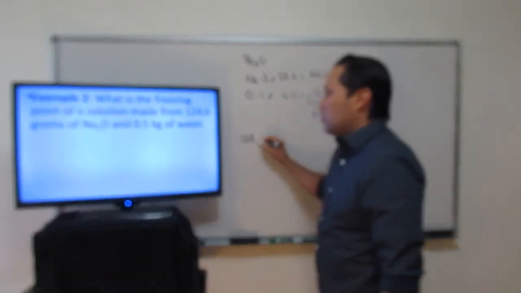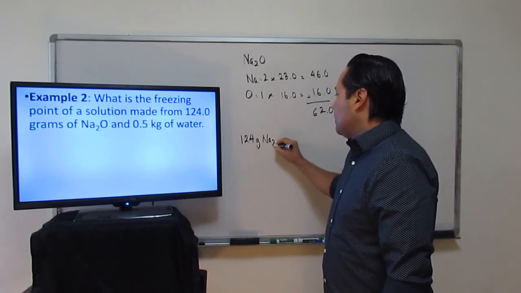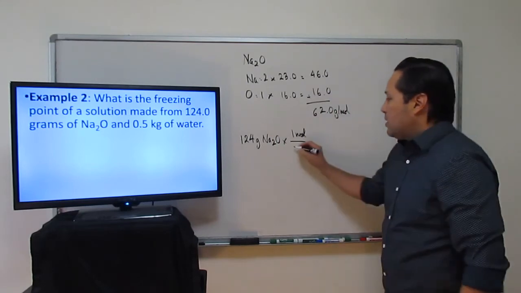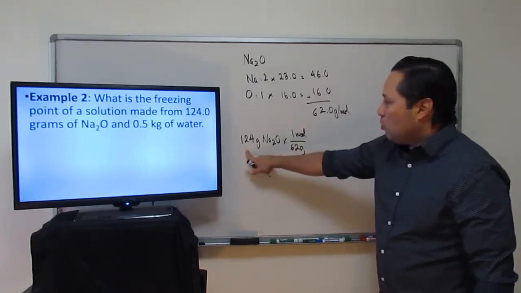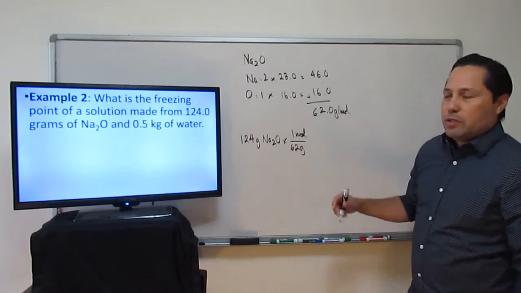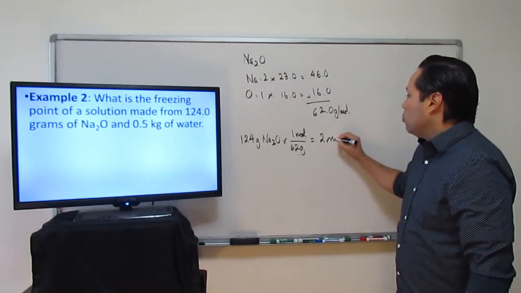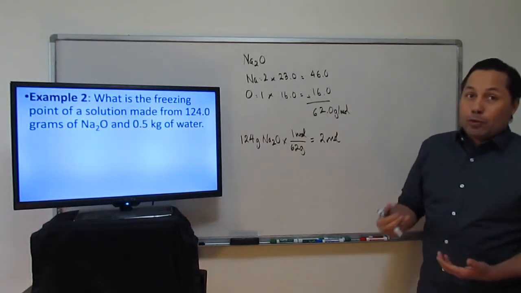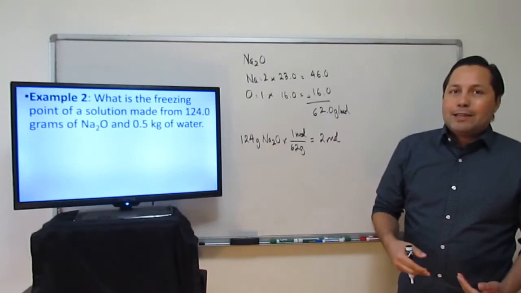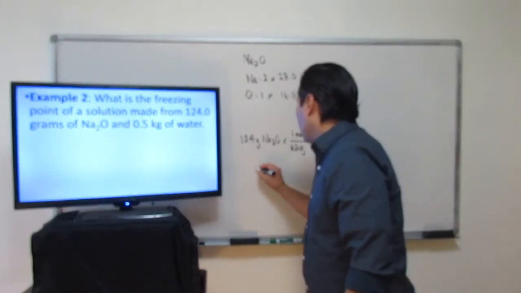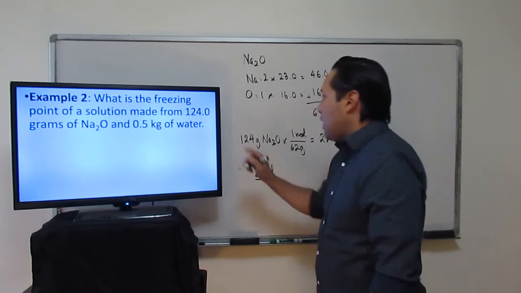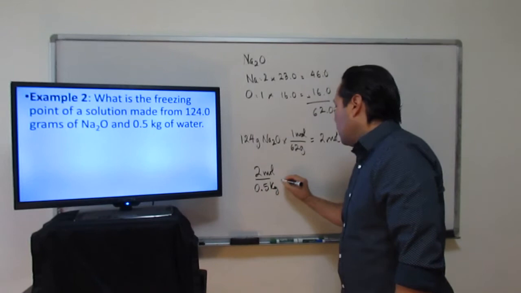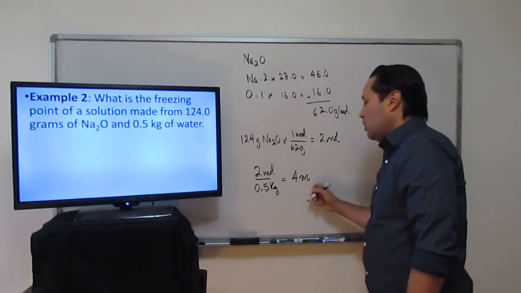So it will look like this. Here's my given, 124 grams of Na2O. And we're going to put 1 mole in the numerator and our molar mass in the denominator. So multiply 124 times 1 divided by 62. That gives us 2 moles. All right, now we have the moles. I can use that to solve for molality. Molality is moles over kilograms of solvent. So it's going to look like this: my 2 moles divided by my 0.5 kilograms of water. It's going to give me a 4 molal solution.